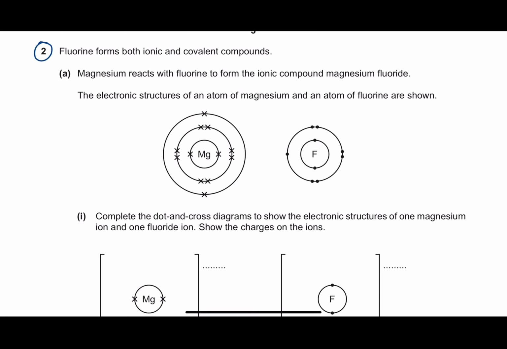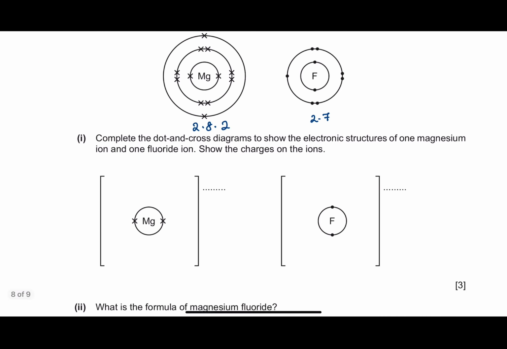It says that fluorine forms both ionic and covalent compounds. Magnesium reacts with fluorine to form the ionic compound magnesium fluoride. Now as I mentioned before, ionic compound is between metal and non-metal. Over here, your magnesium is metal and your fluorine is non-metal. The electronic structure of an atom of magnesium and an atom of fluorine are shown. So as you can see here, fluorine has an electron configuration of 2.7 and magnesium has an electron configuration of 2.8.2.